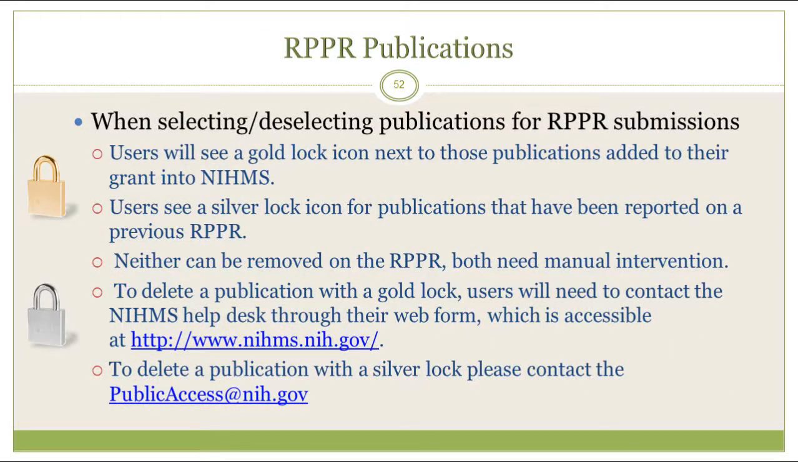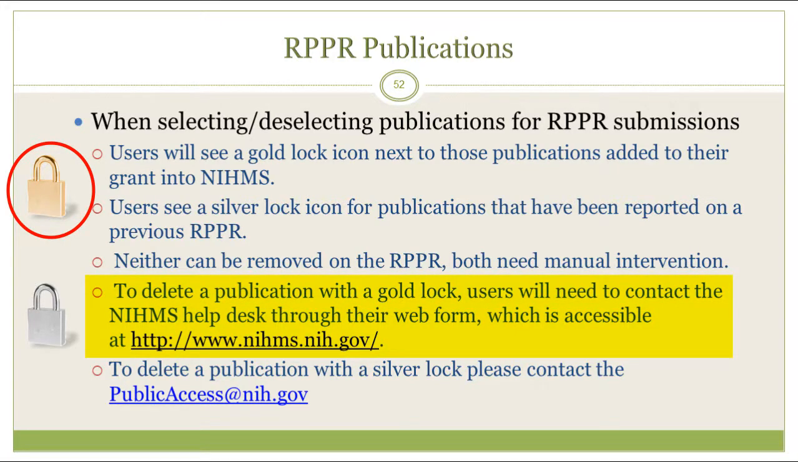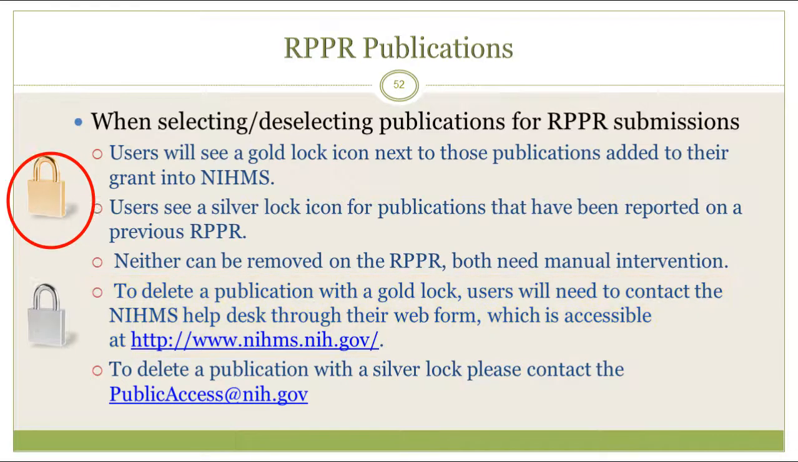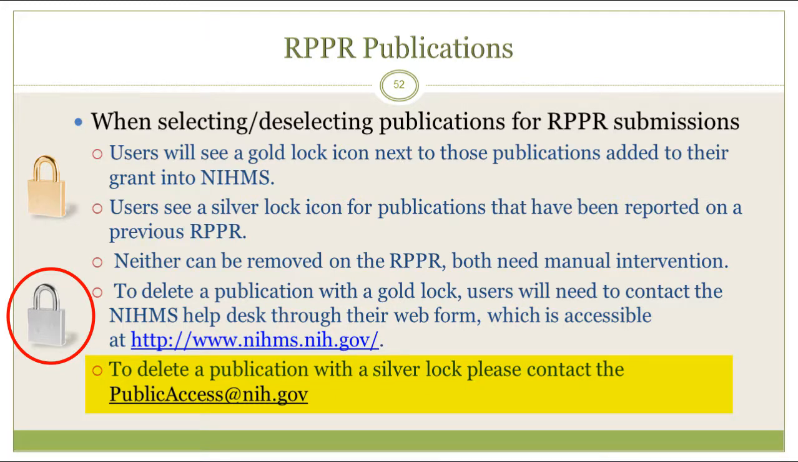The RPPR is integrated and also utilizes publications through the National Library of Medicine system. We allow you, the user, to report your publications through the MyBib system at NLM, and then we pull them into the progress report. It is important to know that if you have issues deleting a publication with what is called a gold lock, you will need to contact the NIHMS help desk. The link is available. And to delete a publication with a silver lock, you will need to contact the public access help desk, which has an email.